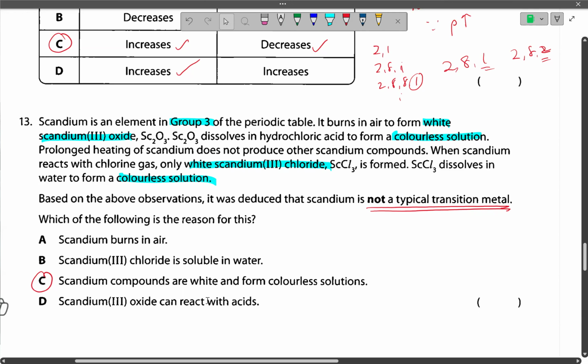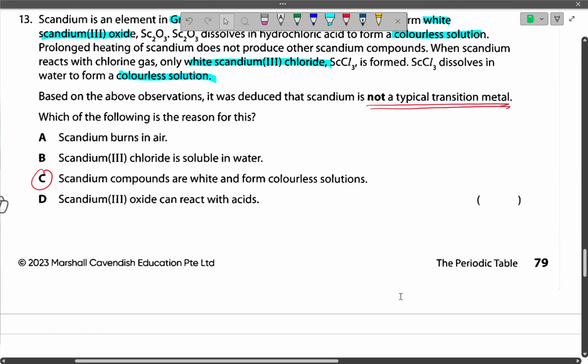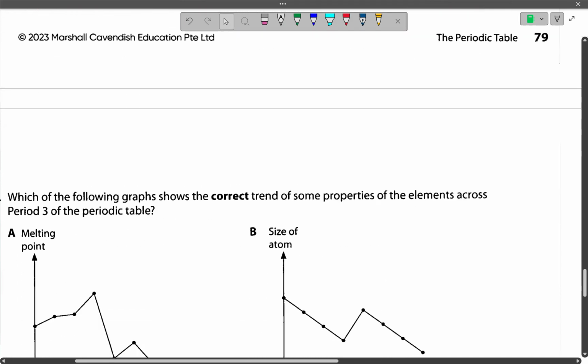Correct. React with acid. Most of the oxides are basic oxides. They are either basic or amphoteric oxides, so they can all react with acids. All metal oxides can react with acids. Okay, next one. Oh, this is interesting.